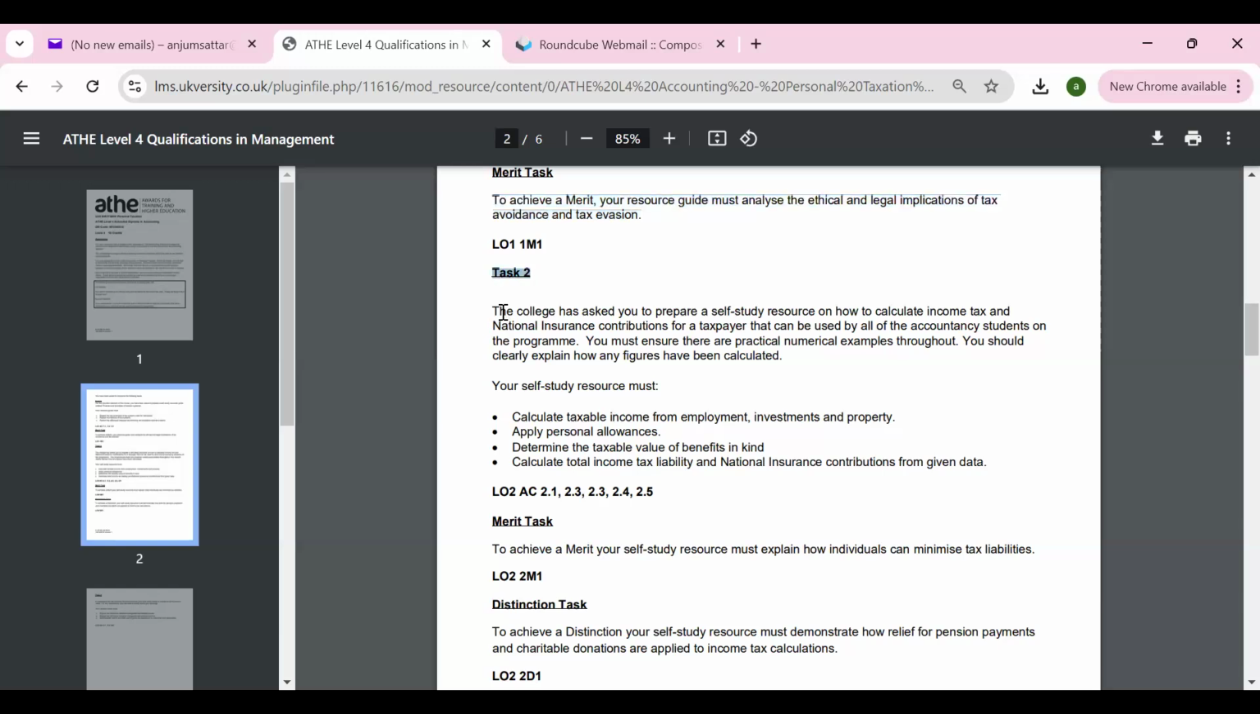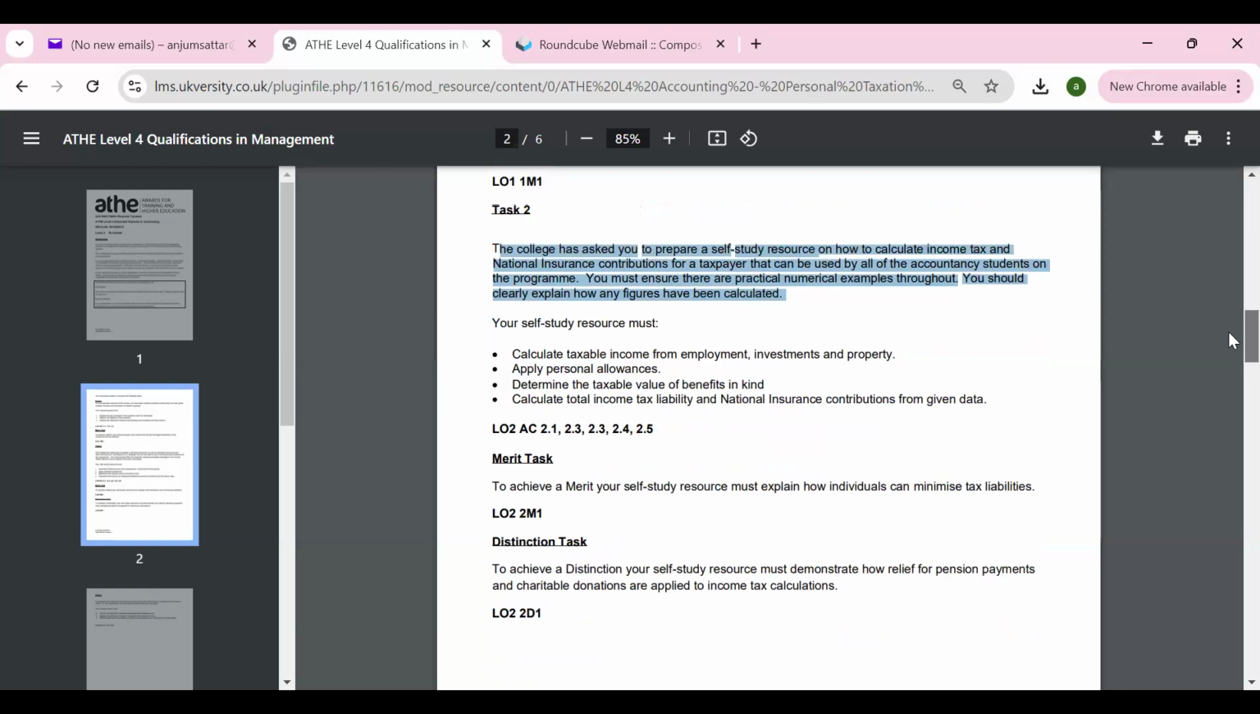Then, of course, your college has asked you to prepare the self-study resources: how to calculate income tax and national insurance. So we need to add the example. We have a good few handouts where you can pick the example, or you can pick an example of yourself. But please be careful about the GDPR. Don't put in the client example. You can use XYZ, or put a name instead of your client's name.